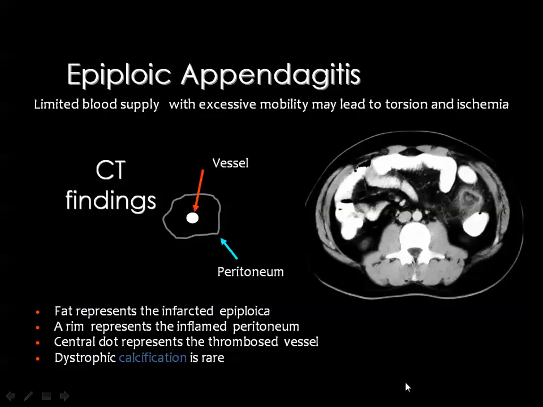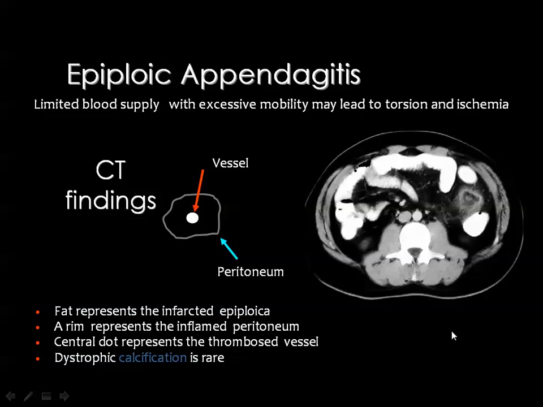resulting in acute inflammation. The most diagnostic criterion for epiploic appendagitis is this ring. You see this ring is formed of the thickened peritoneum along the wall of the appendix epiploica, and this intermediate zone represents the fat of the epiploica itself, and the central dot represents the artery which has been occluded, or the feeding vessel.